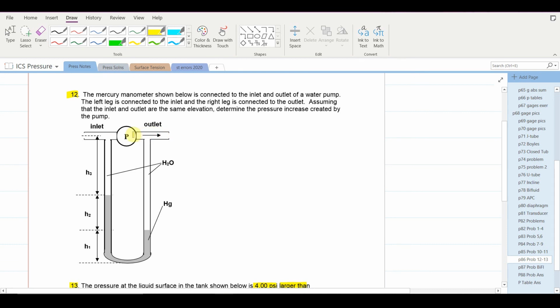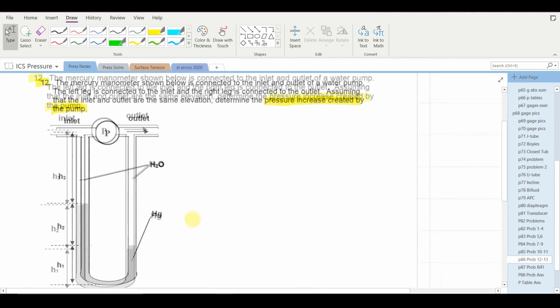Now the symbol for a pump is the letter P inside a circle, and you can pretty obviously see where the inlet and outlet are, because pumps are designed to increase pressure. So the high pressure side is at the outlet of the pump, pushing the mercury down, and the low pressure side is the inlet, where the mercury is lifted up. We're asked to determine the pressure increase created by the pump. In other words, what's delta P?